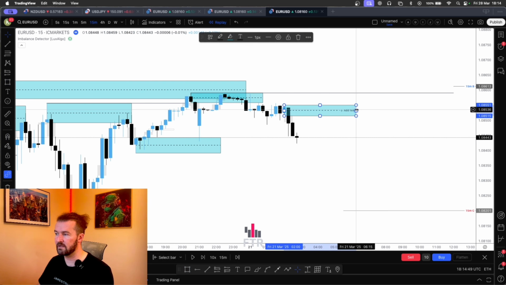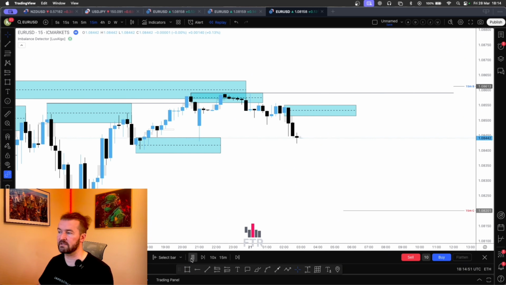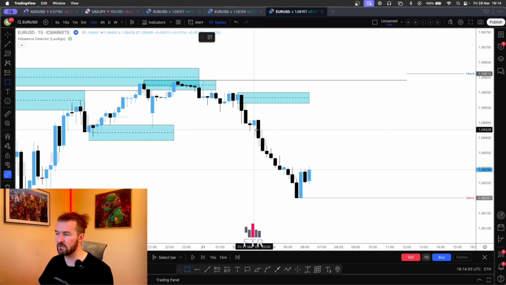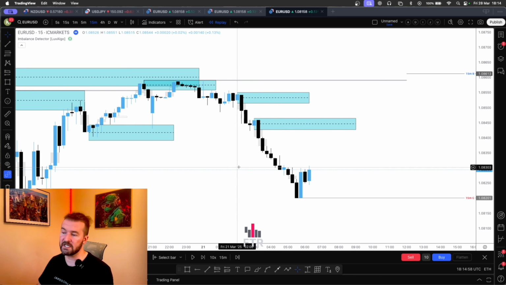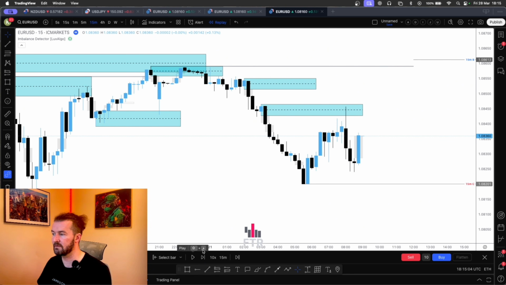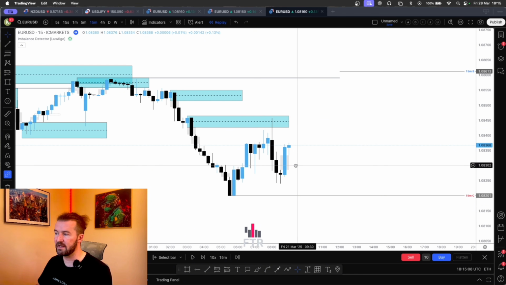So right there, and we'll just press this and see what happens. So there's quite a few imbalances being left behind, another order block being created. And essentially what we would be doing is placing trades off of these order blocks. A nice tag into that one, come down, no imbalances left behind.